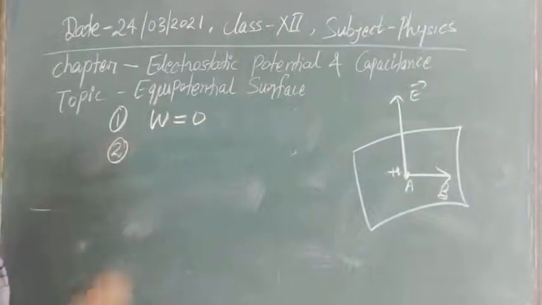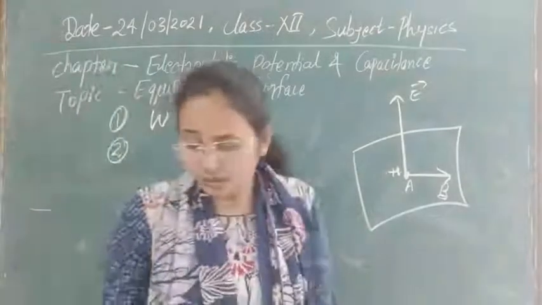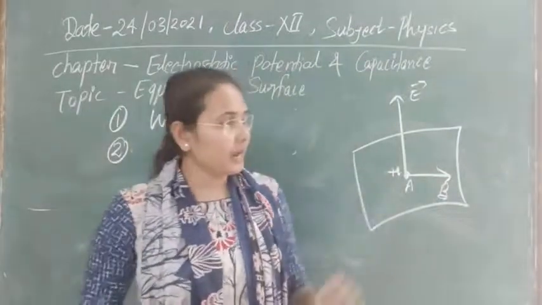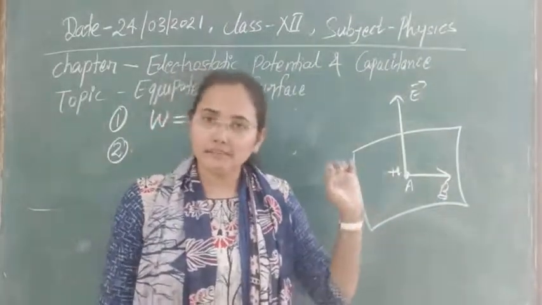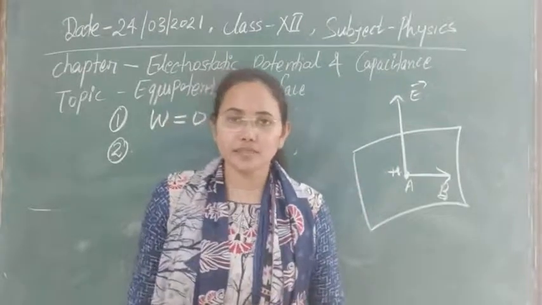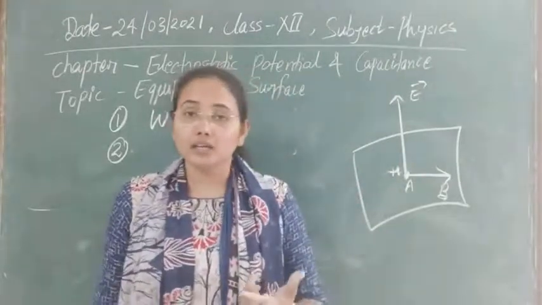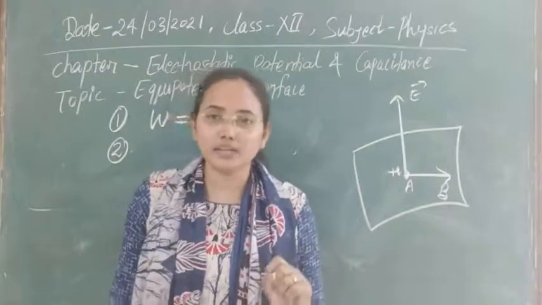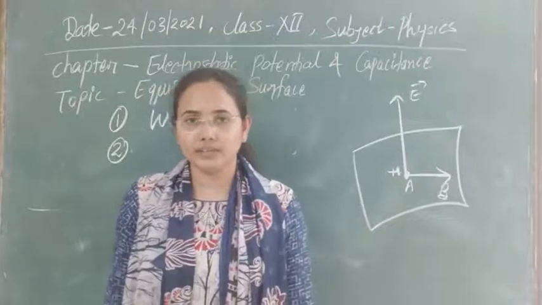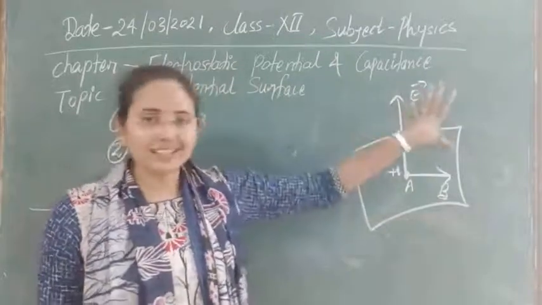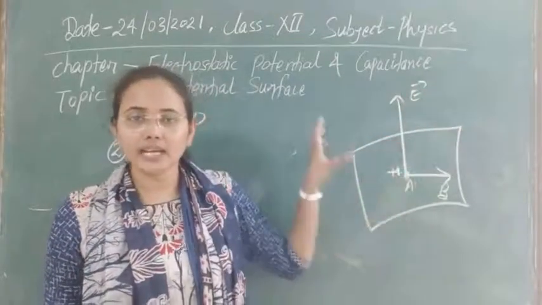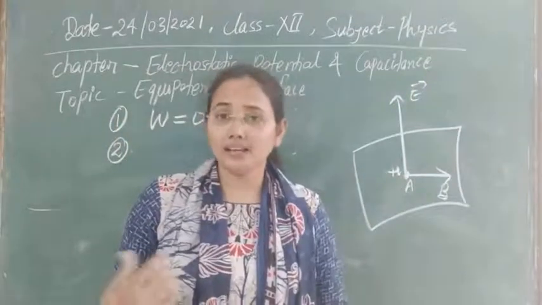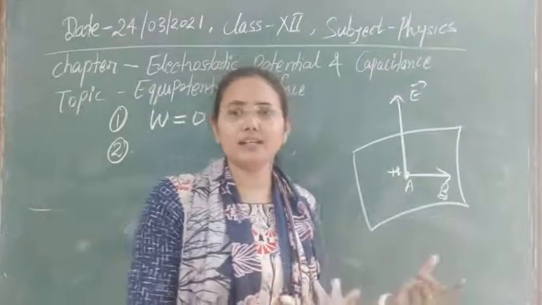The second property is that the electric field is always normal to the equipotential surface at any point. It means that if we draw any equipotential surface and take the normal, perpendicular direction, that direction represents the direction of the electric field. But what is the reason why the electric field is always only in the normal direction? Why is it not in any other direction?